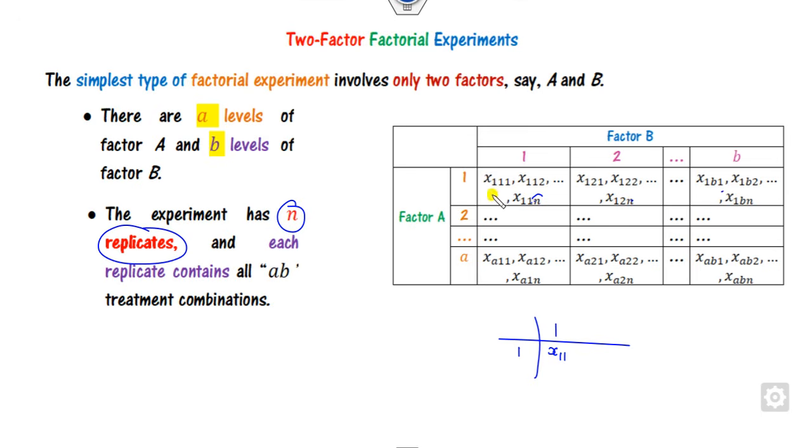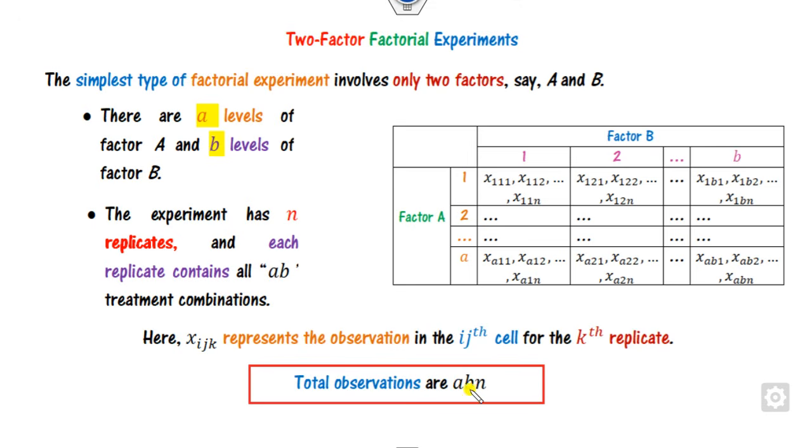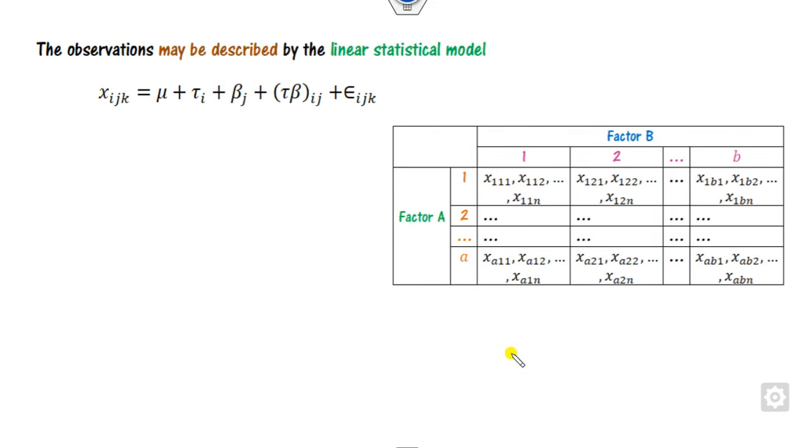Same for here. What is the meaning of this? It means first row, first column, and the second element. What is the meaning of this? It is first row, second column, second element, and so on. So how many elements are there? Total observations are ab. Each of the elements has n, so the total number of observations is a, b, n.